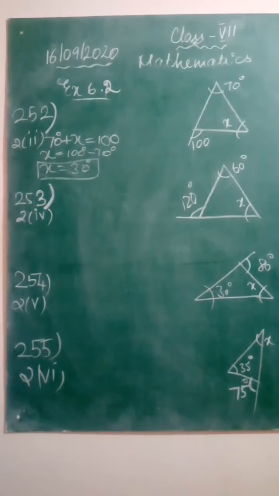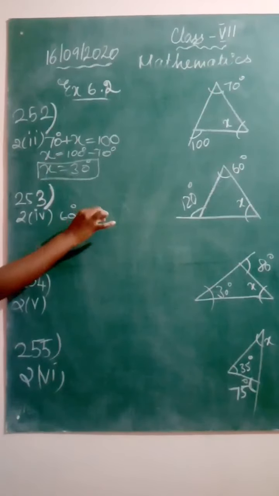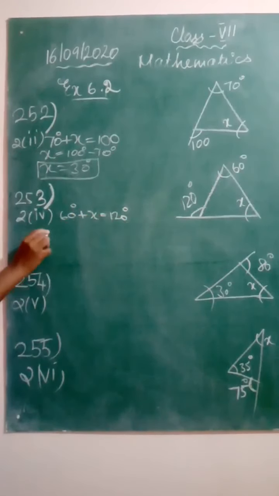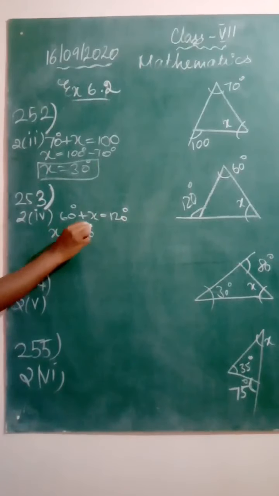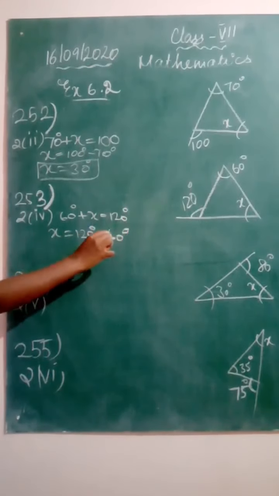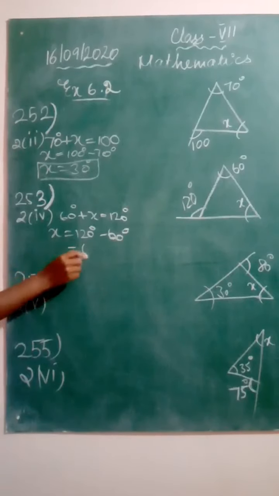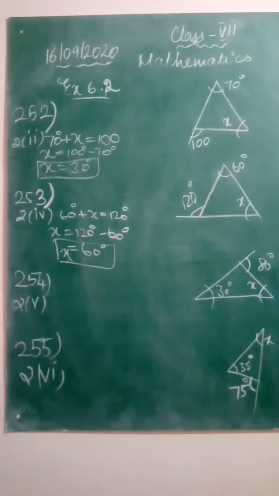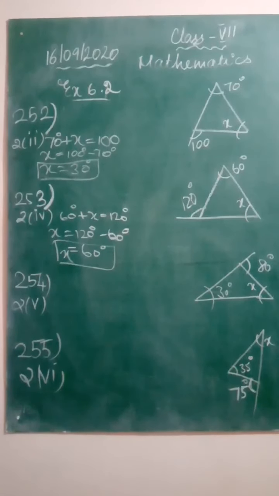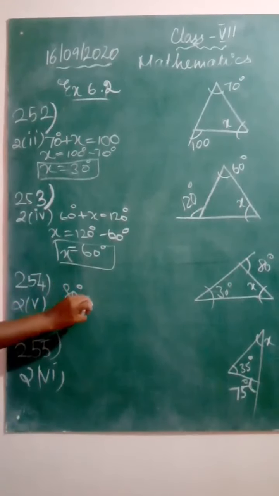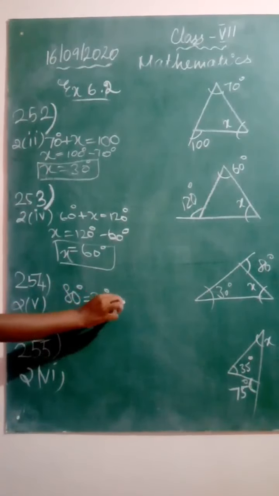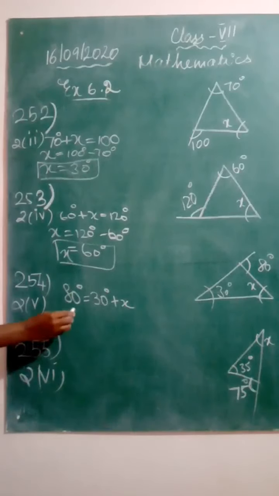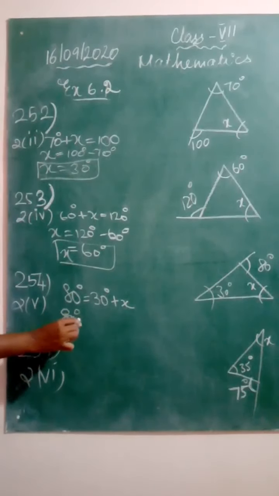Okay, now coming to the next question. Here 60 degrees plus x is equal to 120 degrees. Now x is equal to 120 degrees minus 60 degrees, transposing 60 to the right hand side. So this will give you 60 degrees. So x is equal to 60 degrees. Okay. Next, fifth subdivision. So here 80 degrees is equal to 30 degrees plus x. Okay. So we need x only, right? So we can take 30 to the other side.